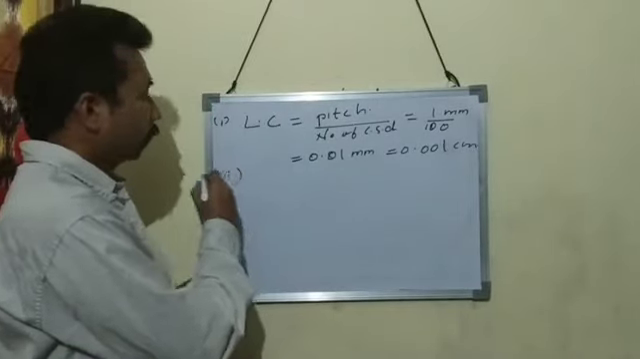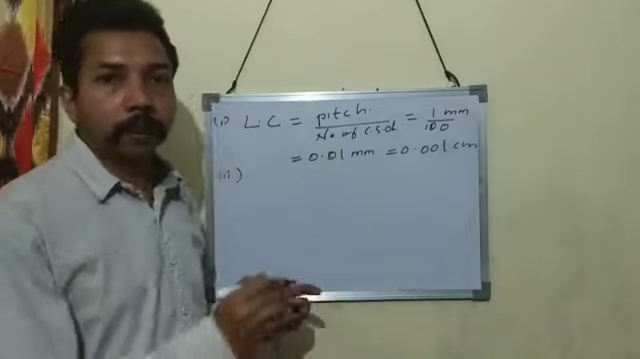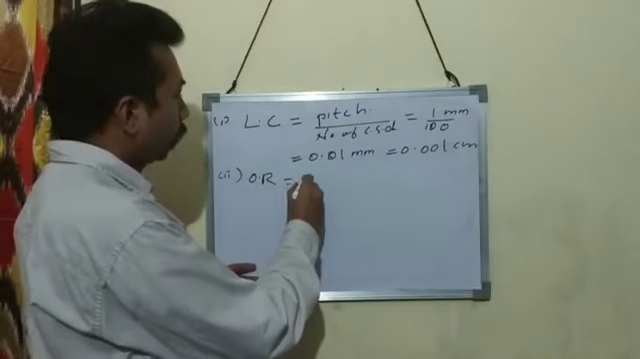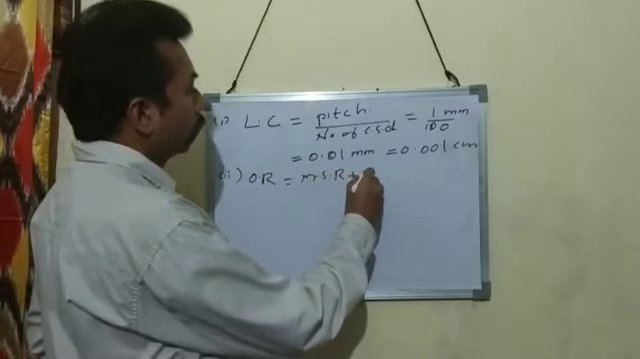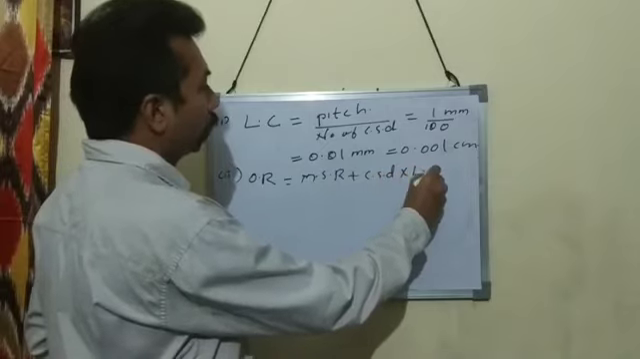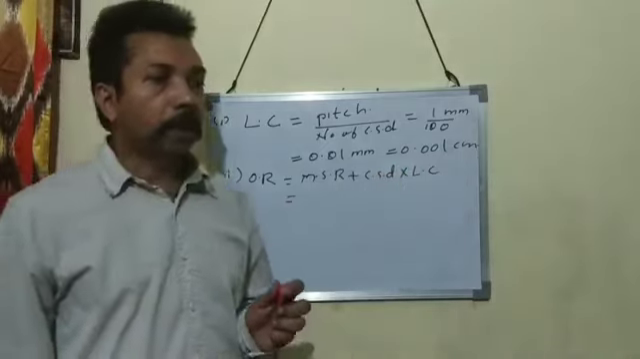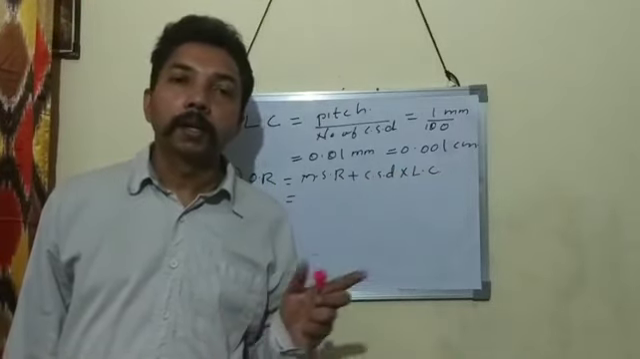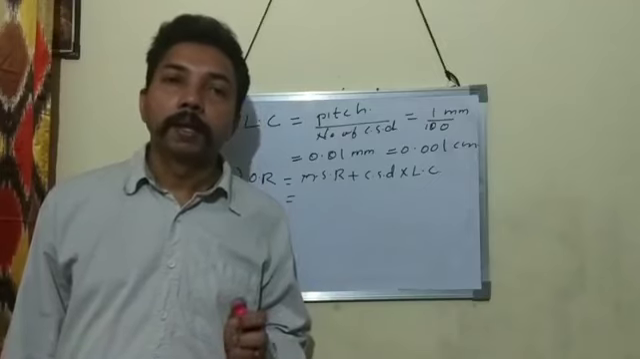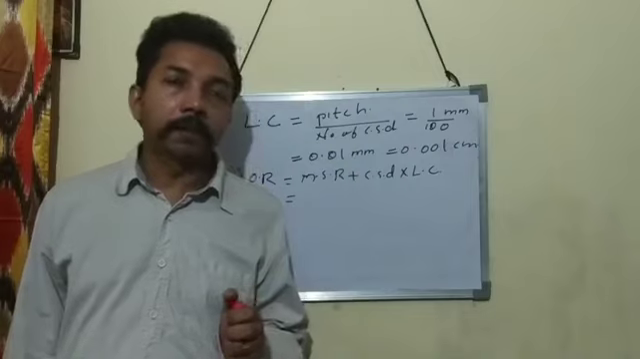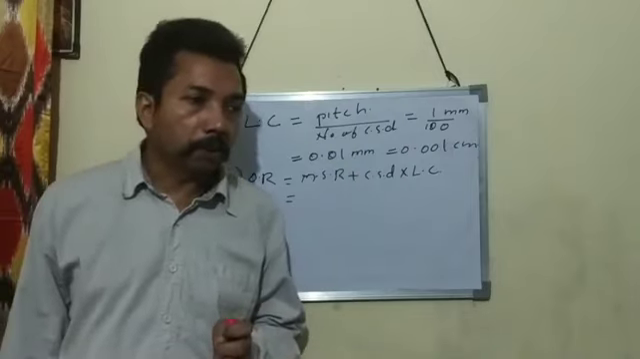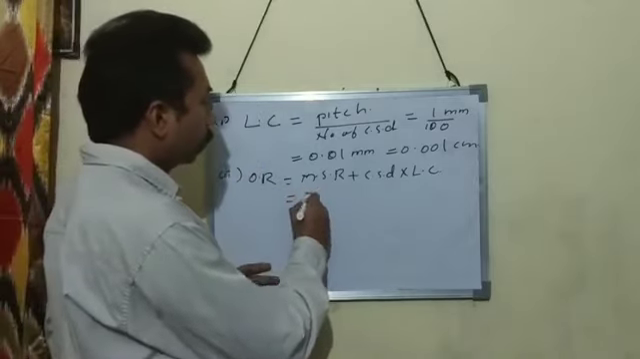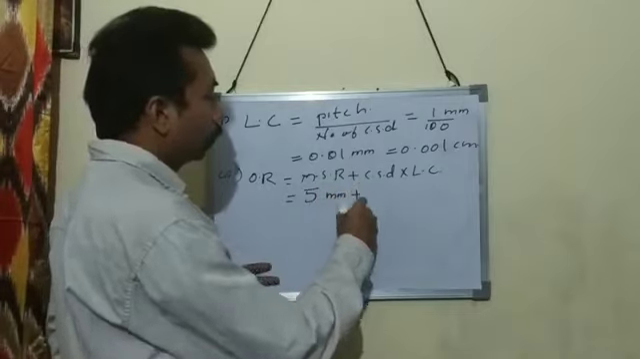Now the second part, we have to find the diameter of the wire. Observed reading is equal to main scale reading plus circular scale division coinciding into least count. Main scale reading means how many main scale divisions you can see in the figure. In the figure, 5 divisions can be seen, which means the main scale reading is 5 millimeter.